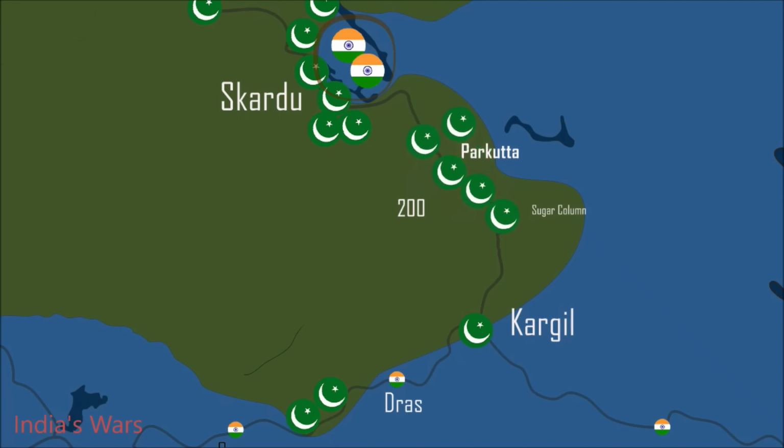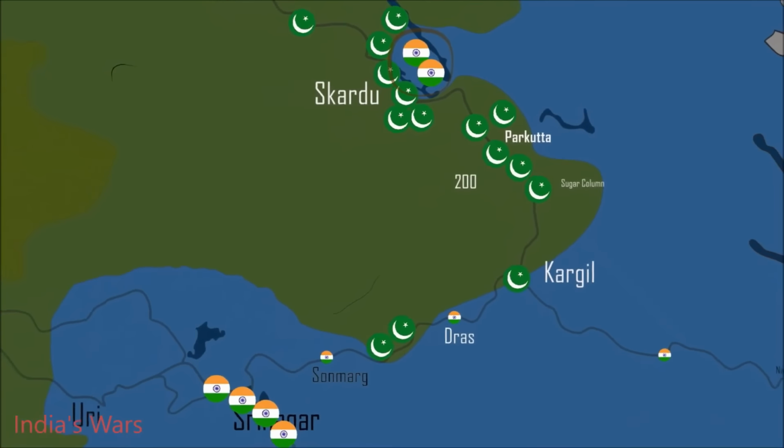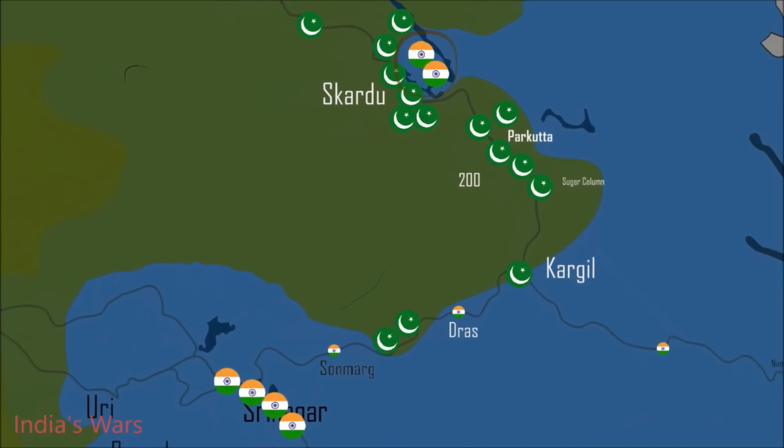With mounting losses, the column was ordered to retreat, and with Kargil already fallen to the enemy, they also had to take alternate routes to get back to safety in Srinagar. Out of the total of 600, only 150 reached back to safety at Sonmarg by June of 1948. The rest perished on the way.